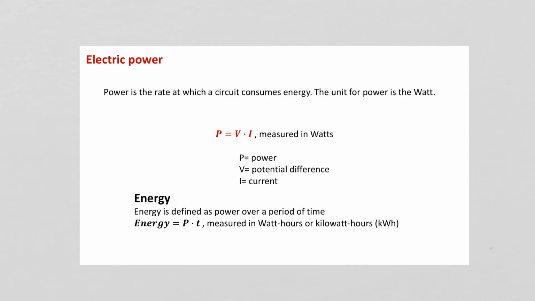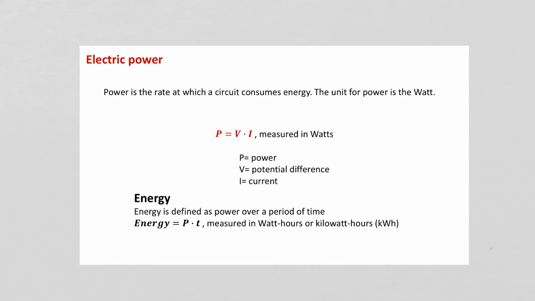Another useful quantity related to electric circuits is the power consumed in a circuit. The power consumed in a circuit is calculated as the product of voltage and electric current, and it's measured in watts.